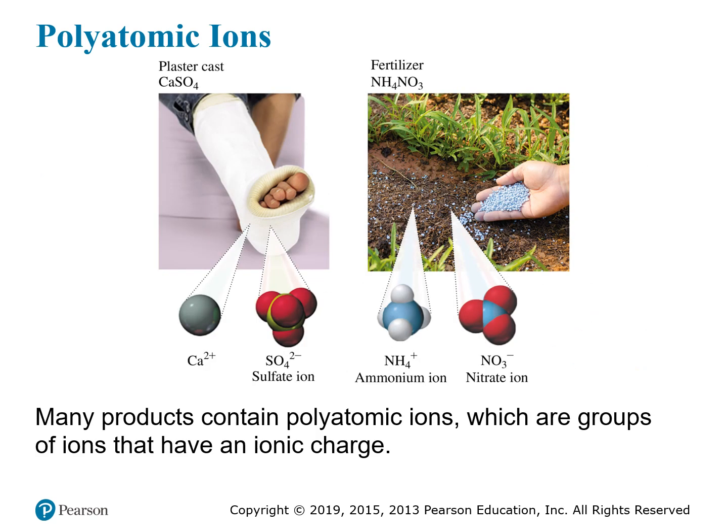Polyatomic ions are present in a wide variety of products and compounds and chemicals. Here, for example, you see a plaster cast, which has a regular monatomic calcium ion, but it's bonded to the polyatomic sulfate ion, SO4 2-. And you also have fertilizer here, which is a combination of two polyatomic ions, the positive ammonium ion, NH4+, and a negative nitrate ion, which is NO3-.